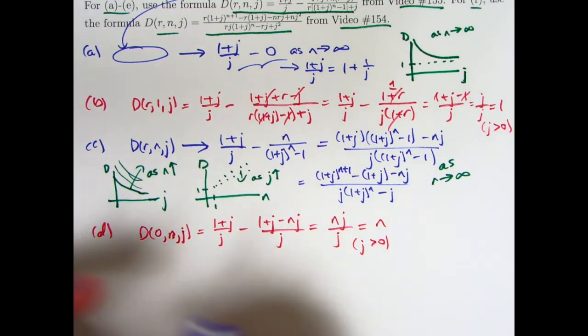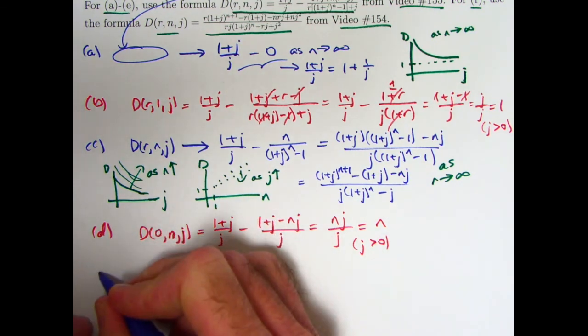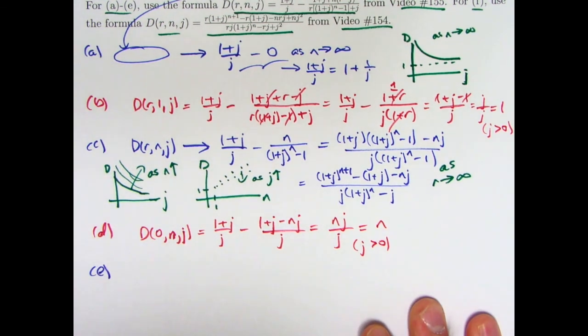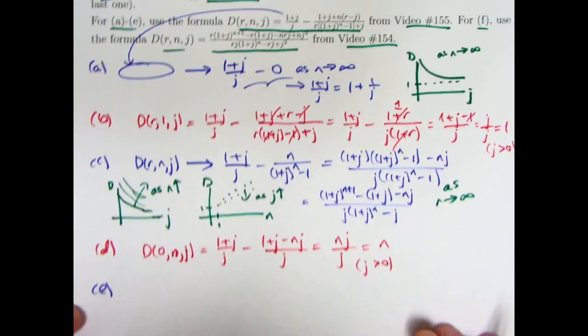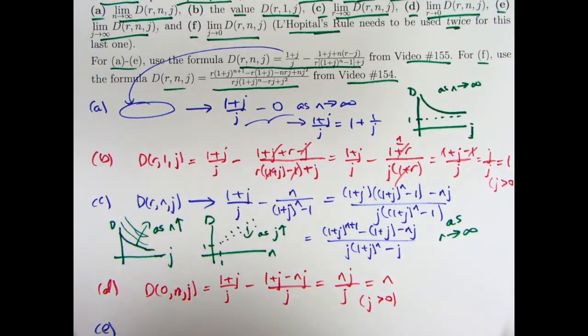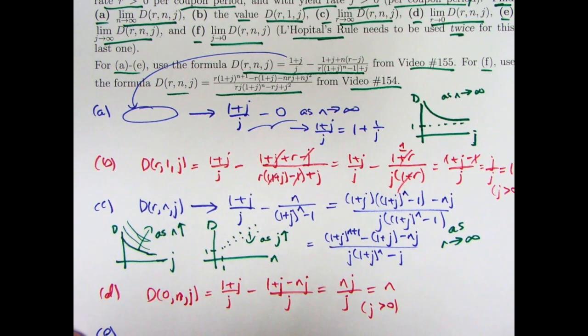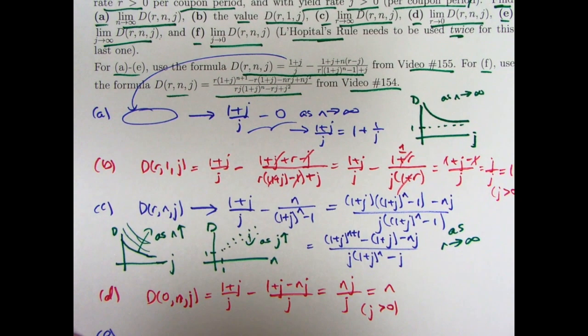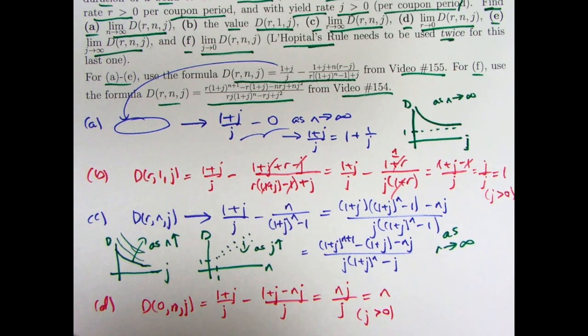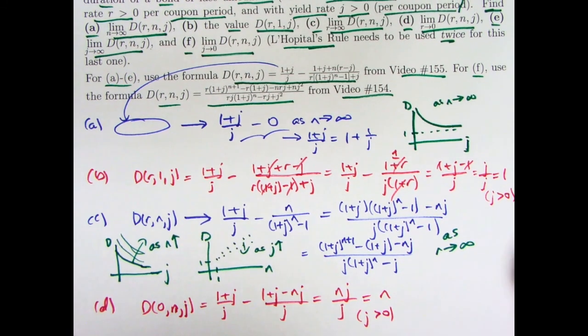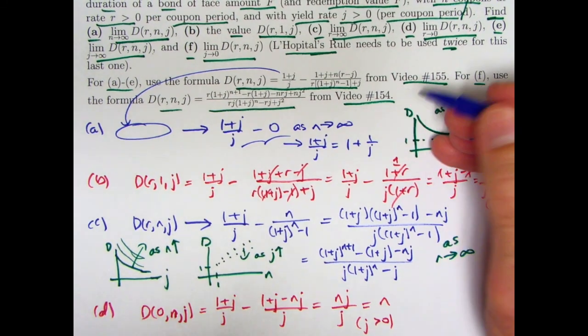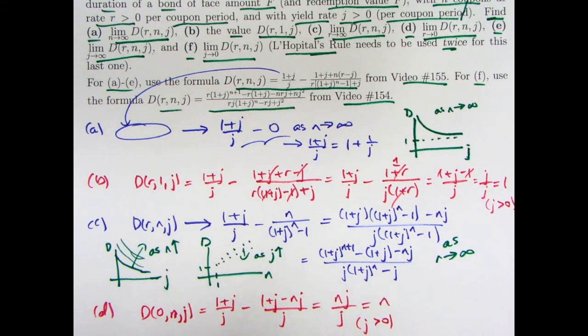On part E, what happens as j goes to infinity? Okay, again, let's think about it financially. If you have a really, really high yield for fixed r and n, what should the duration be? Again, that first payment is going to be the bulk of the present value. You should expect the duration to be close to 1. And in the limit, it does equal 1.